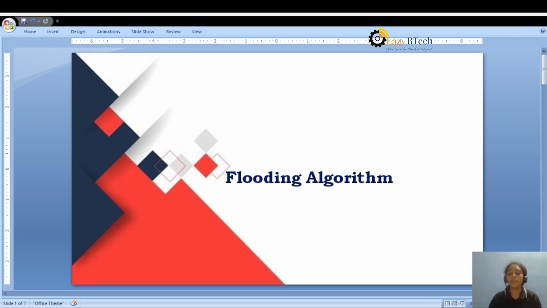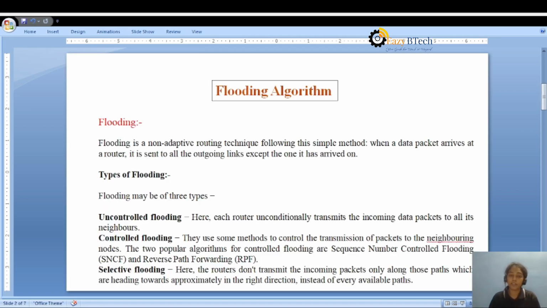The flooding algorithm is a non-adaptive routing technique. That means it uses a static routing algorithm. I already said the routing algorithms can be divided into two types: static routing algorithm and dynamic routing algorithm. Static routing means it creates a best route before the data packet is transmitted to the network. That is static routing.